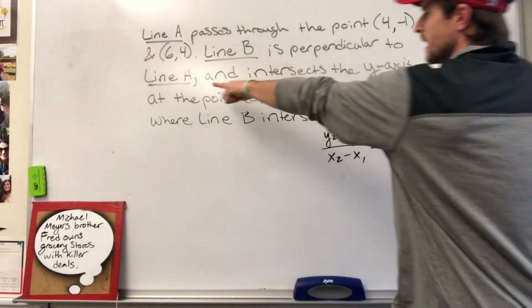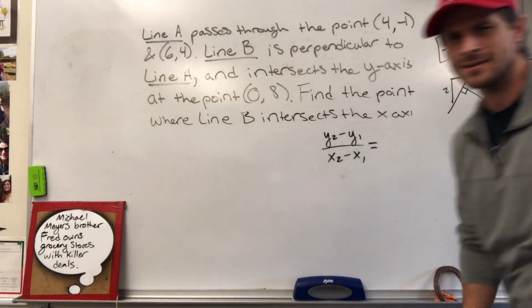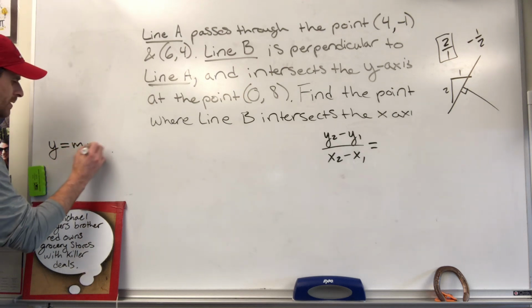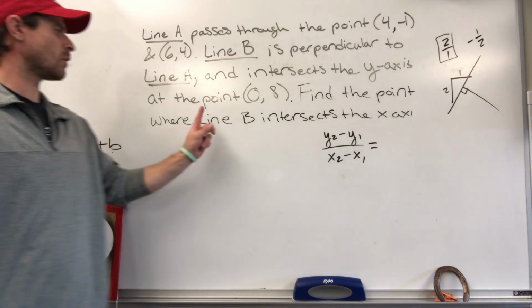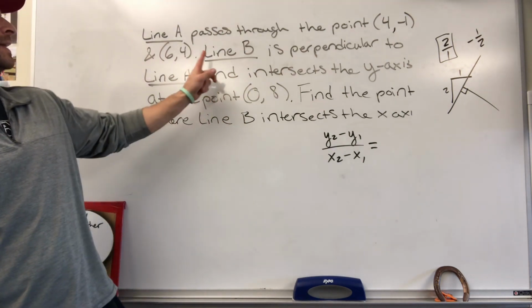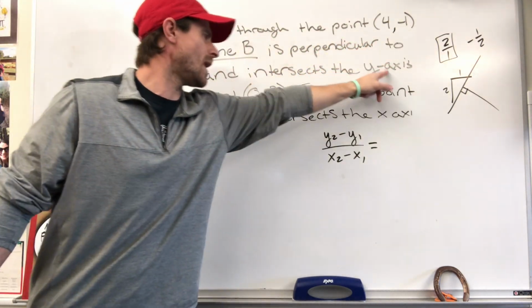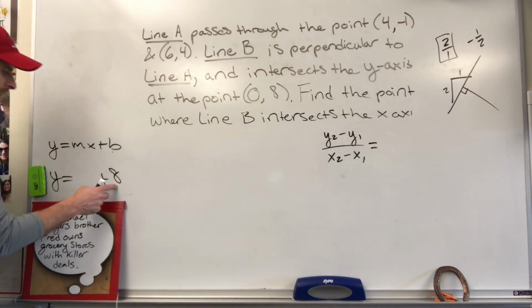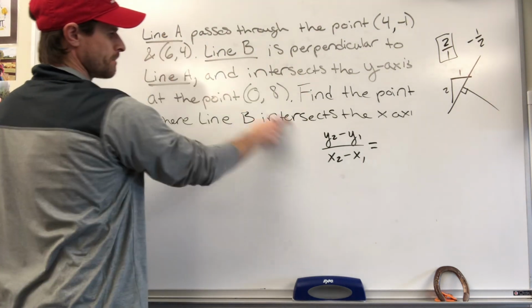Line B is perpendicular to line A and intersects the y-axis at the point (0, 8). Ooh, they give me the y-intercept for the second line? That's great. Okay, I'm going to go over here. We're going to come up with a y equals mx plus b for both of these equations, but I already know my b for line B, because they tell me line B intersects the y-axis at the point (0, 8). They just told you your y-intercept is 8. Our slope is going to be the opposite reciprocal of whatever we find from line A.